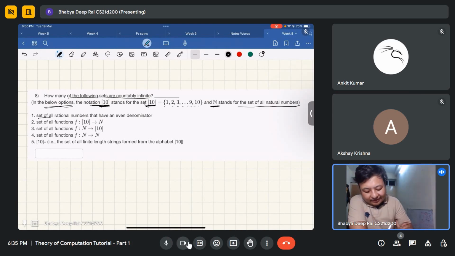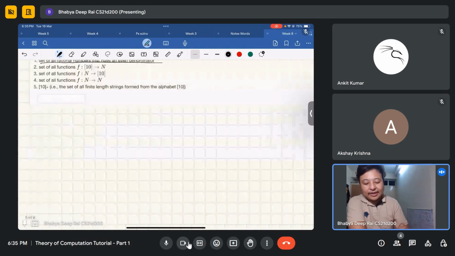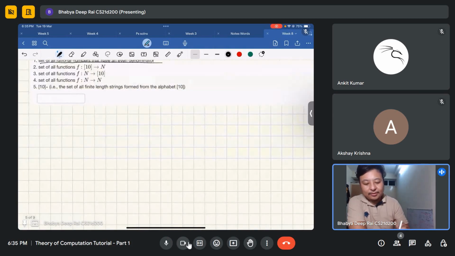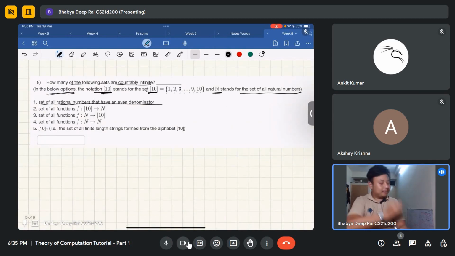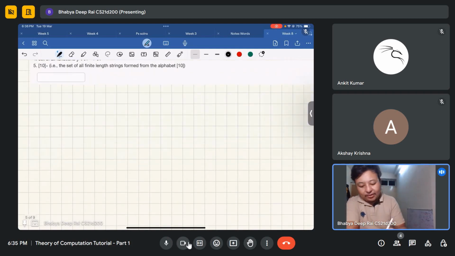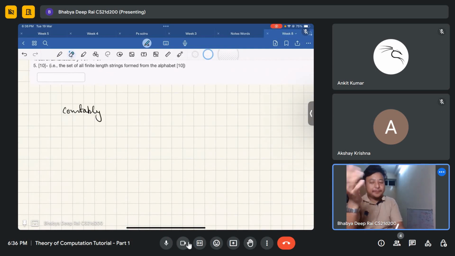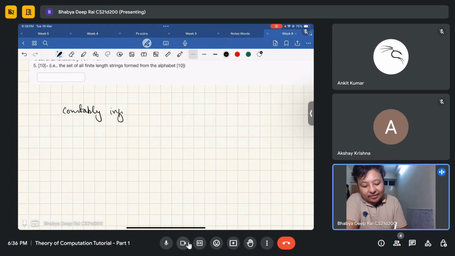So the question is saying: the set of all rational numbers that have an even denominator. I think you have already seen the idea, but I'll quickly talk about countable and uncountable. There are several kinds of infinities, larger infinities and smaller infinities, as you may have seen in the lectures. Countably infinite is the smaller kind of infinity.